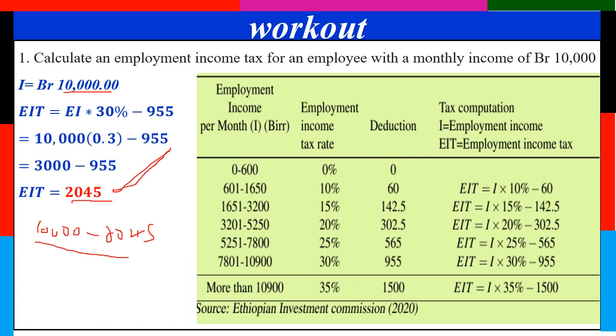Employment income tax 2,245. So this is all about what? Chapter 5 about the theory of taxation. I hope you understand some important points on the theory of the taxation, especially on the definition of the taxation, objective of the taxation, principle of taxation, good characteristics of taxation, the tax structure in Ethiopia, type of tax in Ethiopia, and the main challenges of tax in Ethiopia.